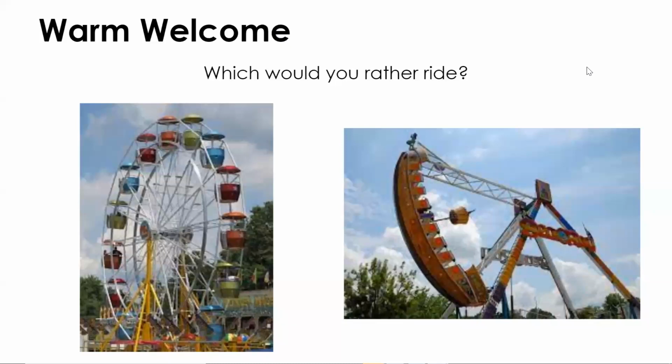So which would you rather ride? Look at the board. Which would you rather ride, the one on the left or the one on the right? The right. Okay, raise your hand for the left. Raise your hand for the right. Yeah, me too. The left one is definitely safe. Definitely safe.